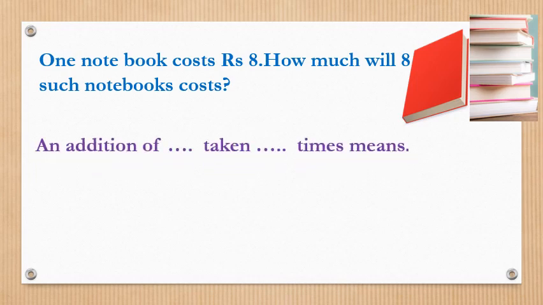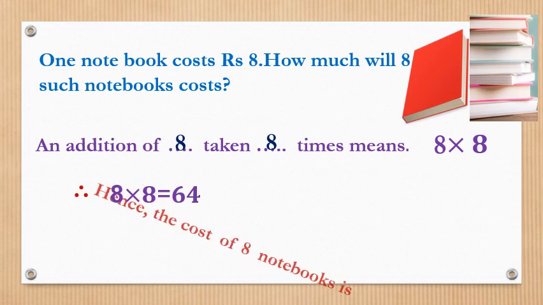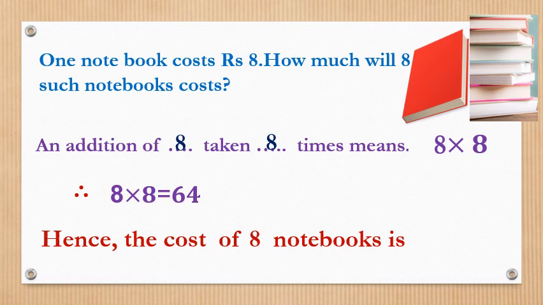Here, see here, an addition of 8 taken 8 times, isn't it? One book costs rupees 8. Then what is the cost of 8 books? So 8 multiplied by 8 we are going to do. Right? Now here, therefore 8 multiplied by 8 is equal to 64. So dear students, the cost of 8 notebooks is rupees 64.